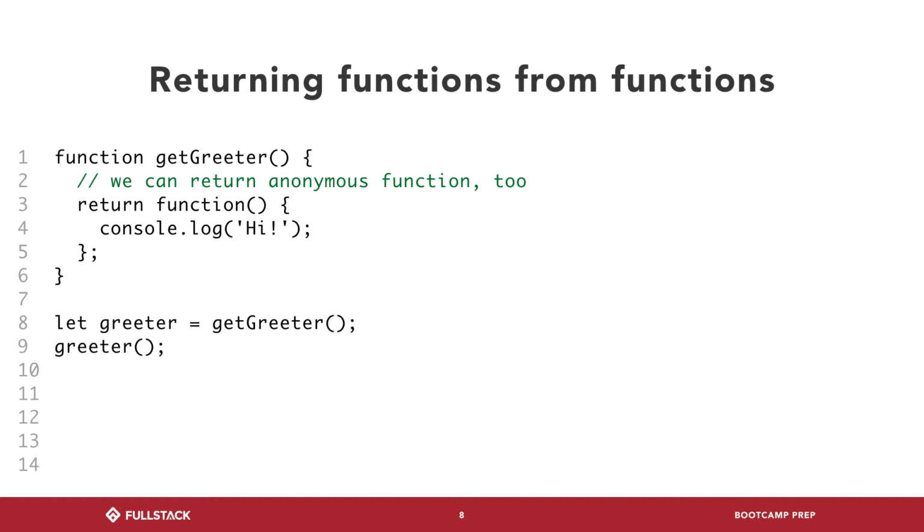And so once again, on line 8, when getGreeter runs, we actually return a function, and we don't know what the function is called, but we know we're returning a function that console logs out hi. After line 8 runs, greeter becomes that function, and on line 9, when we run greeter, it's the same as us running that function, so we still get to console log out hi.